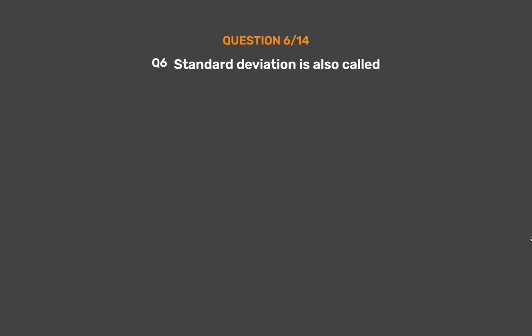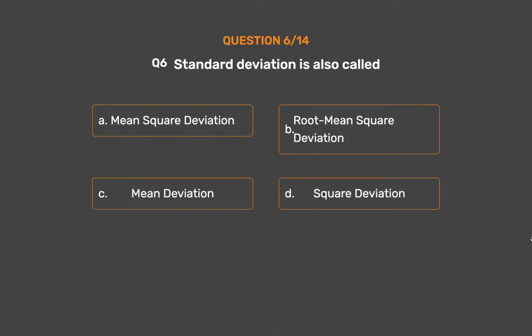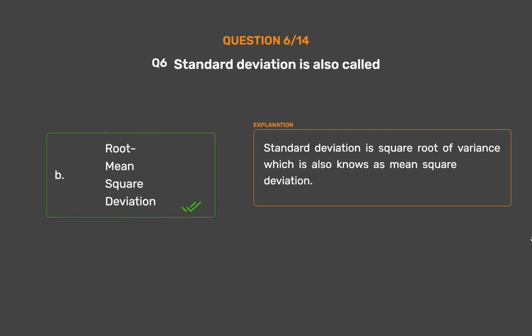Question number 6. Standard deviation is also called. Option A. Mean square deviation. Option B. Root mean square deviation. Option C. Mean deviation. Option D. Square deviation. The correct answer is Option B. Root mean square deviation. Standard deviation is square root of variance, which is also known as mean square deviation.